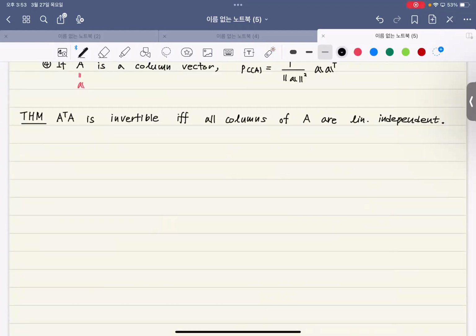So let me prove this. Hold on. A was assumed to be an m by n matrix. Therefore, the null space of A transpose A and the null space of A are both subspaces of R^n, right? Now I need to show that these two spaces are actually the same set. Typically, if you want to show two sets are the same, you have to prove the two-sided inclusions. Choose any element from here, and if I can show that it is a member of the other one, then I prove this inclusion. And if I prove the other inclusion, then the proof is done.